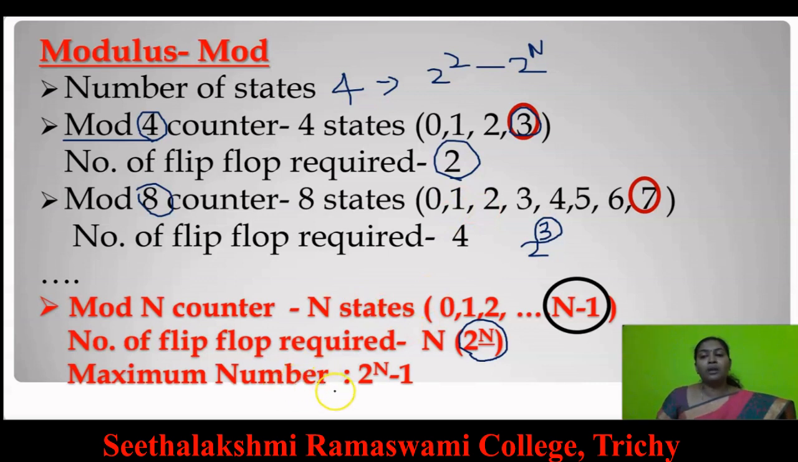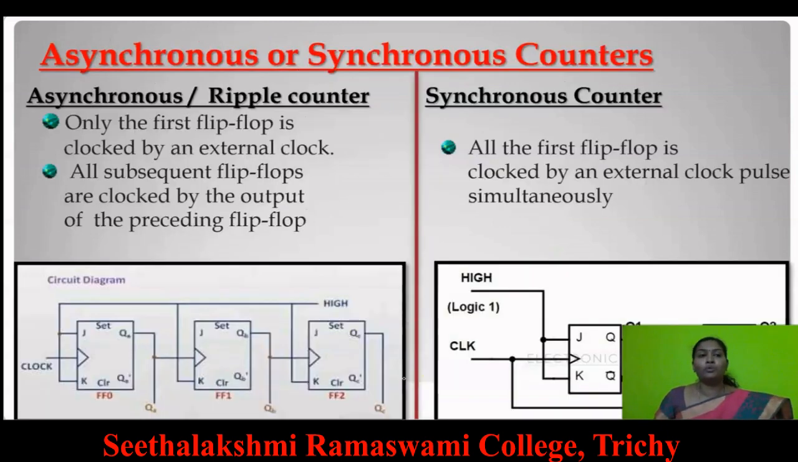So the maximum number that the counter can count is given by the formula 2 to the power n minus 1. So 2 to the power n is going to give us the number of flip-flops that we are going to use, and 2 to the power n minus 1 is going to let us know the maximum number that the counter can count.